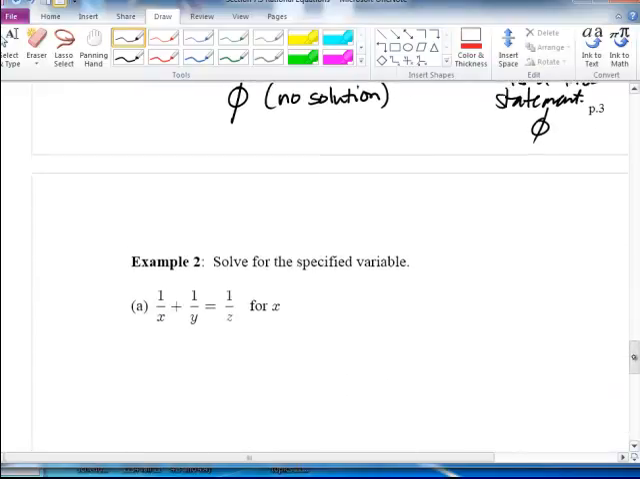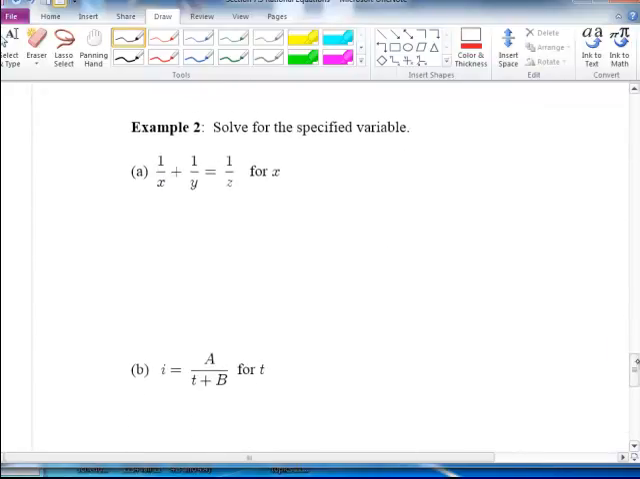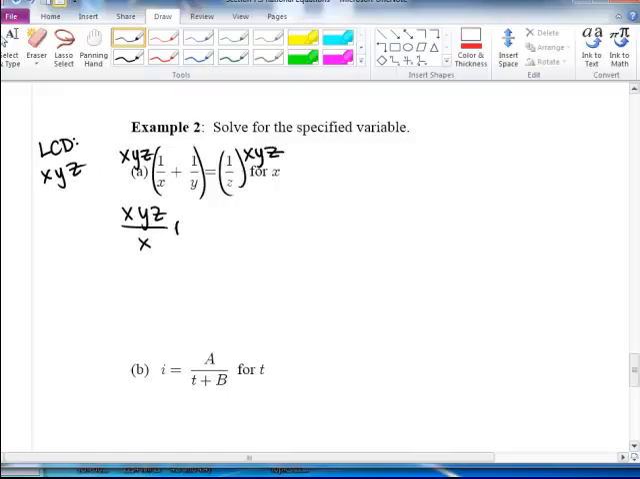All right, so then the next few examples are what are called literal equations. What we're trying to do is solve for a specific variable. If what we have at the start is a rational equation, we start the same way we would with any rational equation. We multiply by the LCD to clear out the denominators. In this case, the LCD is x times y times z. So if I multiply both sides by xyz, on the left I have xyz over x plus xyz over y, and on the right, I have xyz over z.